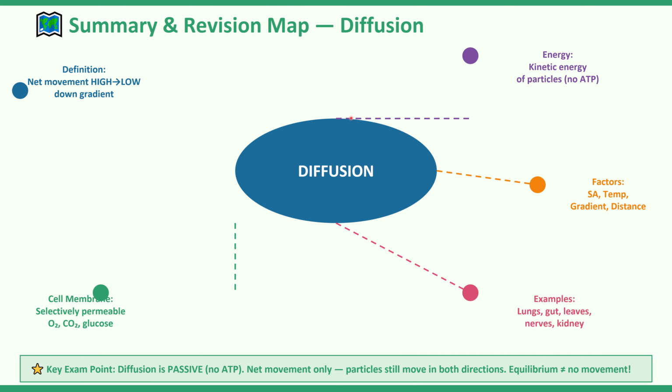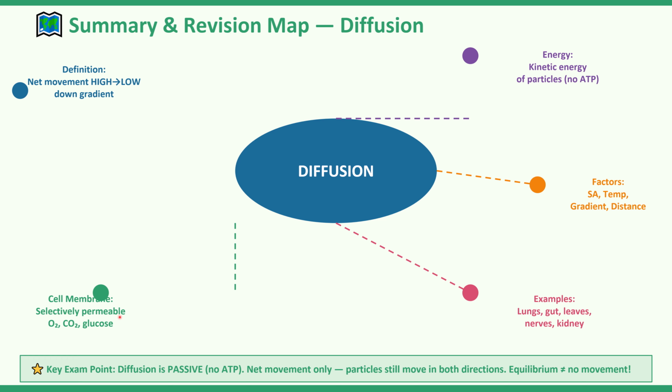To wrap everything up, let's look at this diffusion revision map. This is your at-a-glance guide to the entire topic, connecting the definition, the requirements, and the real-world applications. Starting at the top left, what is diffusion? It is the net movement of particles from a region of high concentration to a region of low concentration. In other words, particles move down the concentration gradient. Remember that word net, it's crucial because it describes the overall direction of movement.